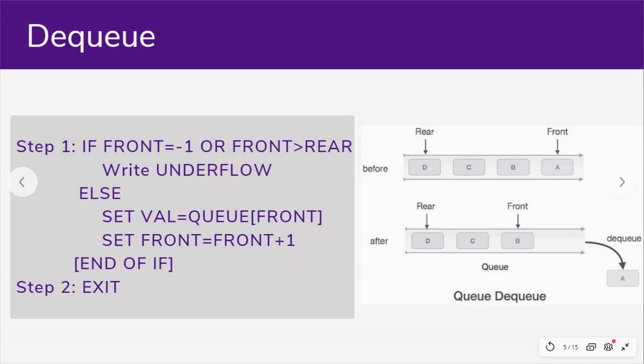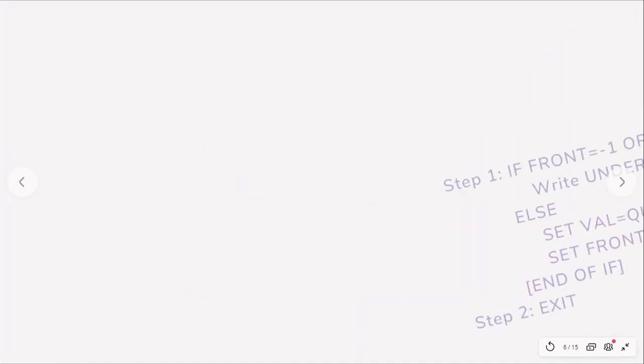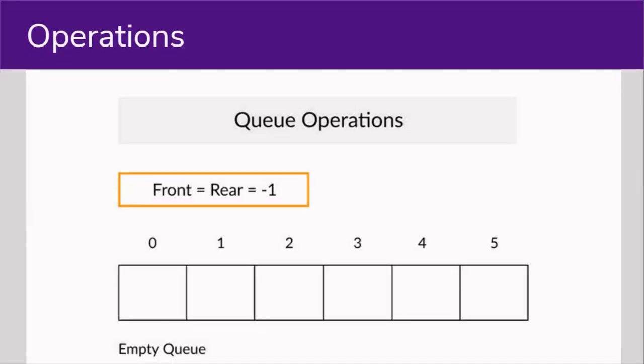So front would get incremented, that is front would now point to the position greater than the rear, right? It's quite obvious. If you can imagine, you can see over here in this picture. And if you can't, don't worry, we are going to see this in detail. Okay, so let's see them in detail now.